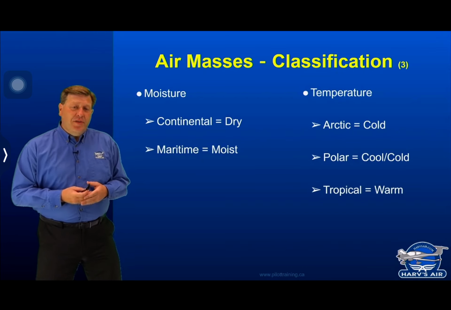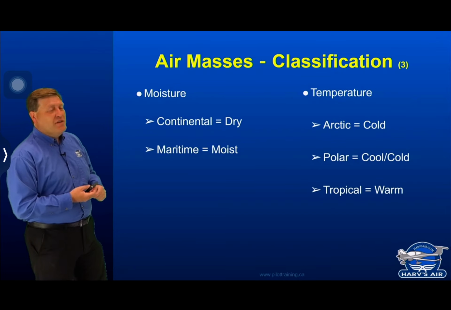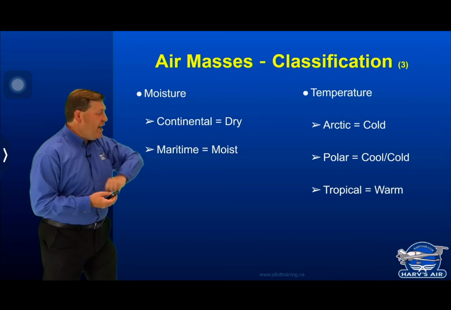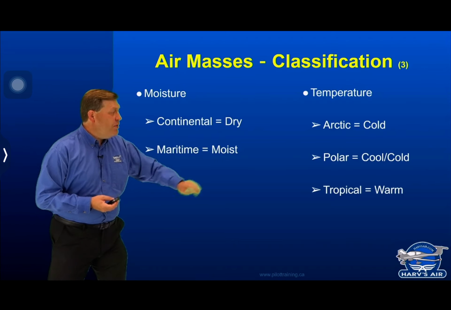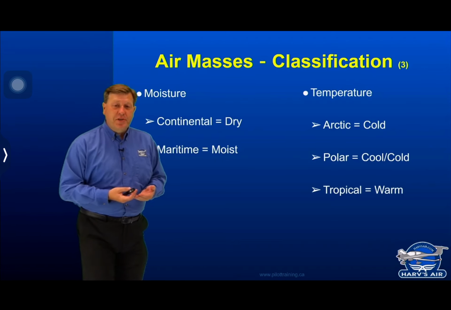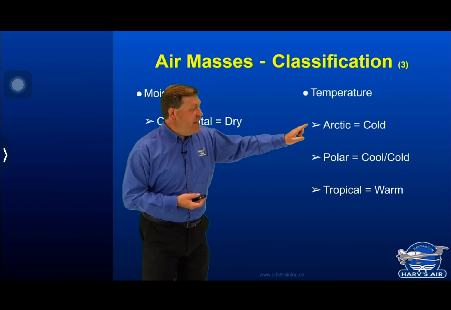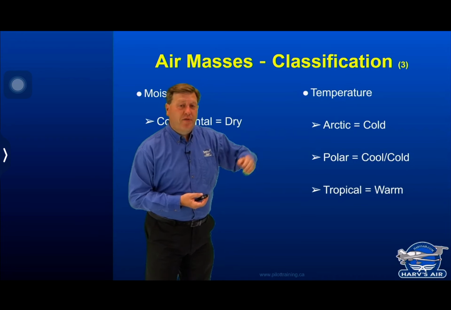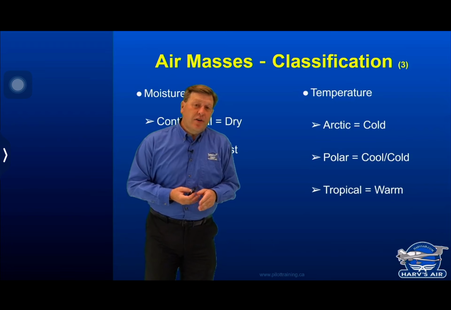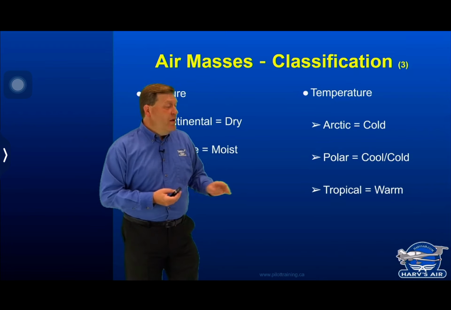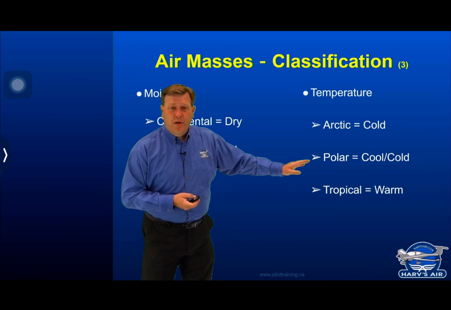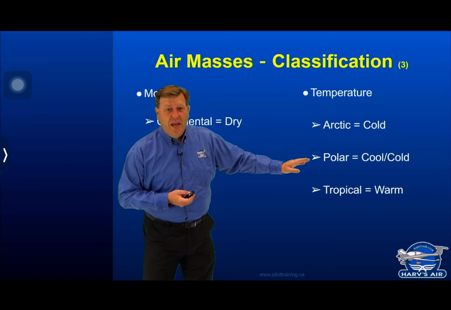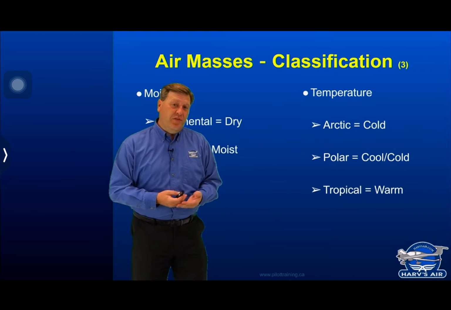So here we have the two main moisture determinants. We have continental, which as I've described to you is dry, and then we have maritime, which as I've described to you is moist. When it comes to temperature, well, we have three major types of temperature. We have Arctic. These tend to form in the high north, and these are cold parcels of air. We then also have polar, which is kind of halfway between the Arctic regions in the far north and, of course, the more equatorial regions to the south.